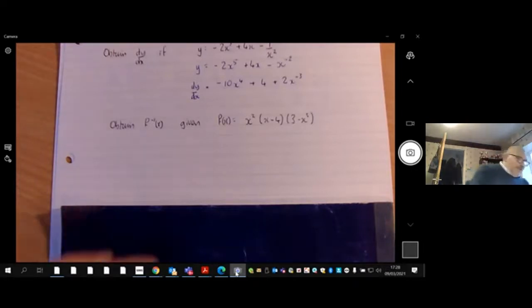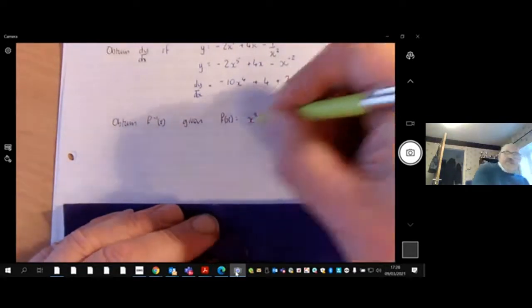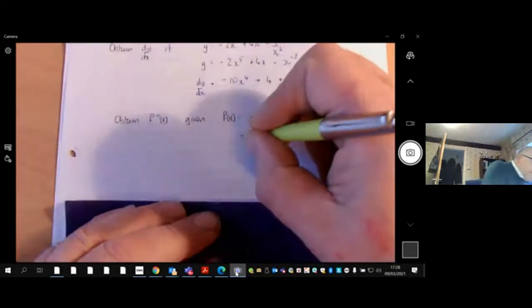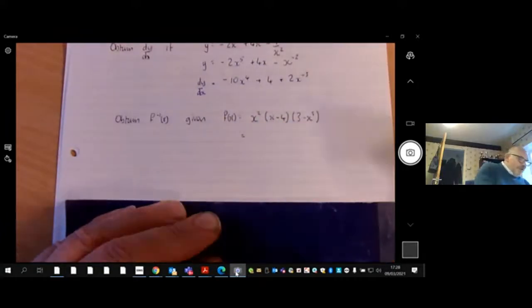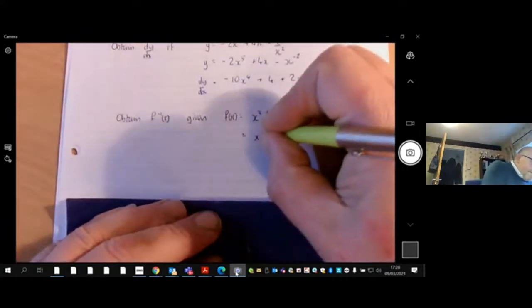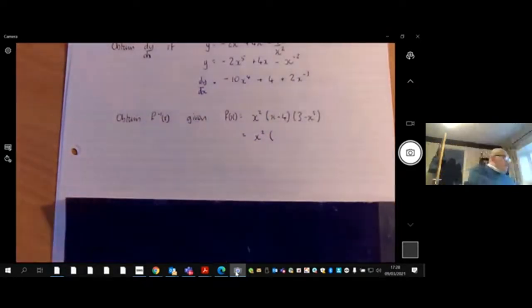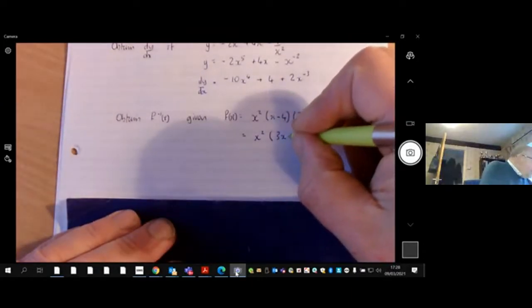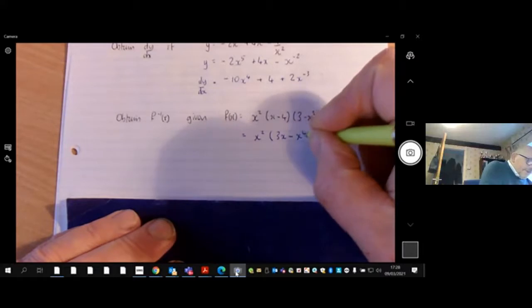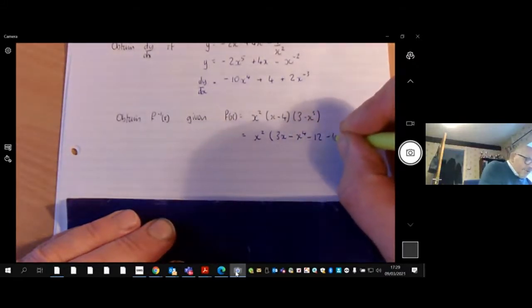And you probably realised it's not a polynomial, you've got brackets in there. So your first job is to get it into what's called a polynomial. A term, a term, a term, a term. So x squared times, and expand the double brackets using the box method, which would give me 3x minus x to the power 4 minus 12 plus 4x cubed.